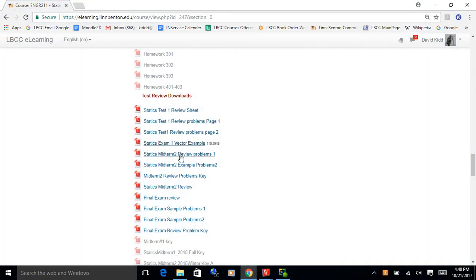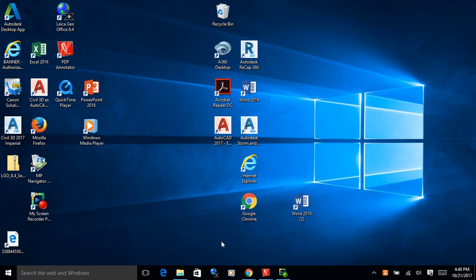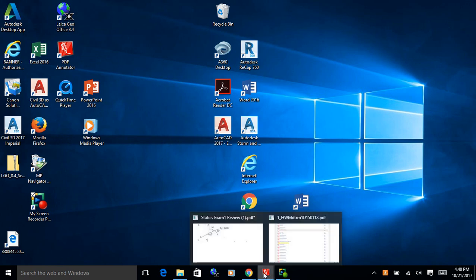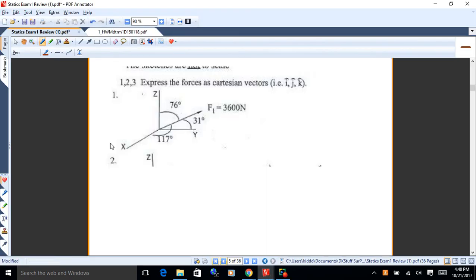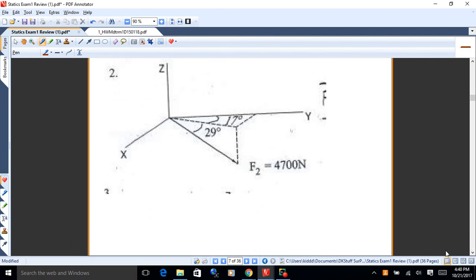So here's the test review downloads. There's the statics test 1 review sheet. Here are the 2 sets of problems, or 2 pages of problems that I put in there. So there's the first problem. The second problem is a double projection. So there's a bit of practice on that, taking F2 and making it into a Cartesian vector, an XYZ vector.